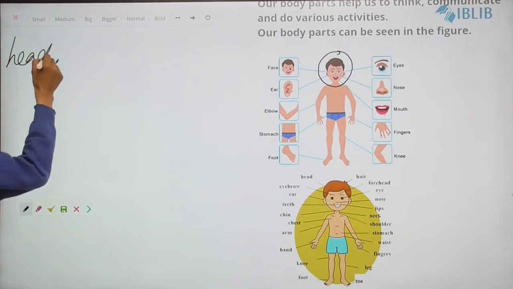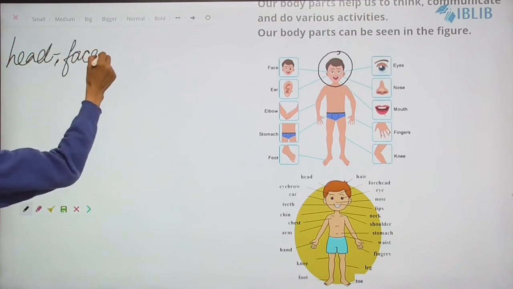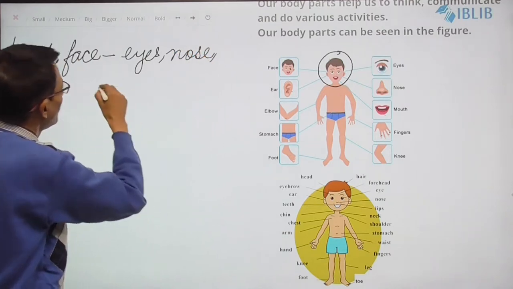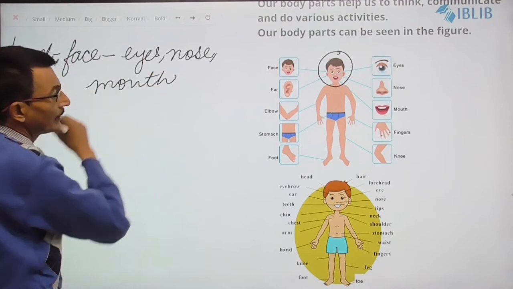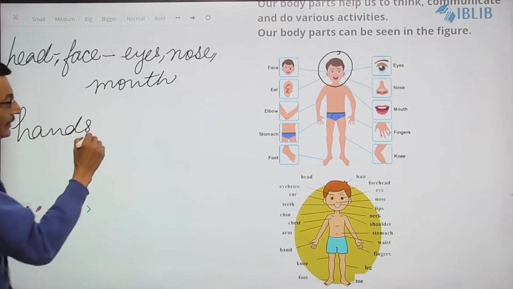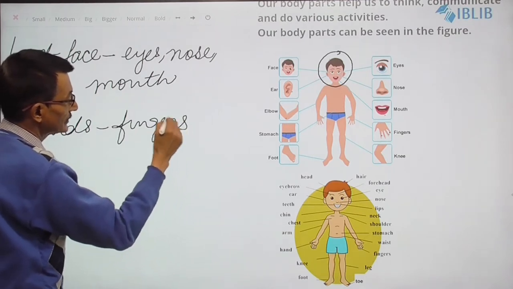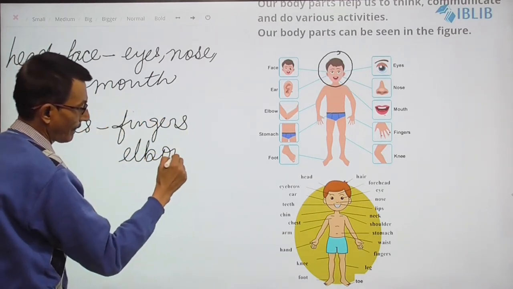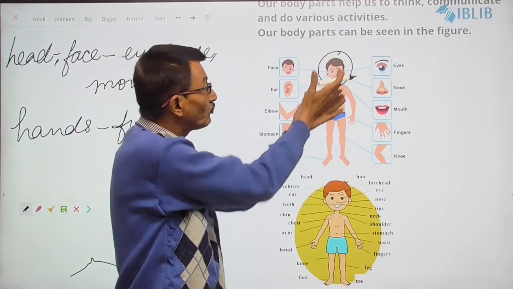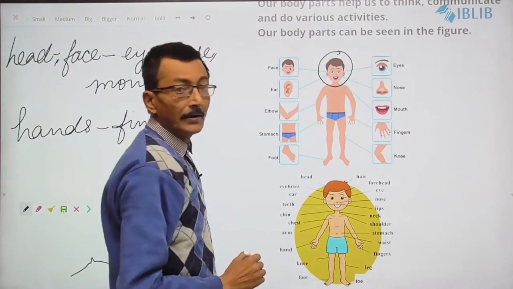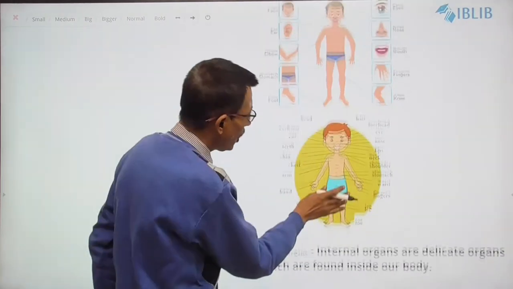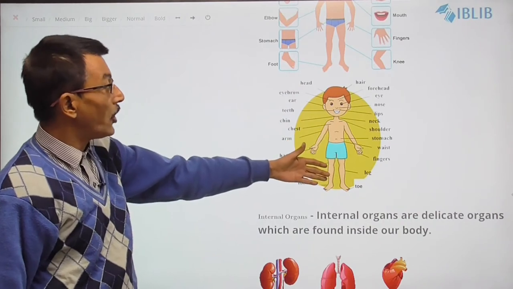Now let us see what our head has. Our head has face, and face has eyes, nose, mouth. Okay, now when we come to our hands, we find that we have got fingers and elbow. Well, this shows that our body is actually divided into three parts. The first part is the head part, the second part is the abdomen part, and the third part is the limb part.